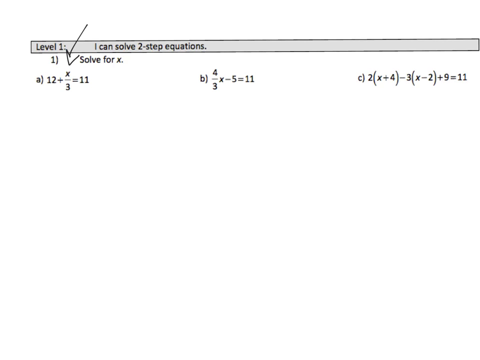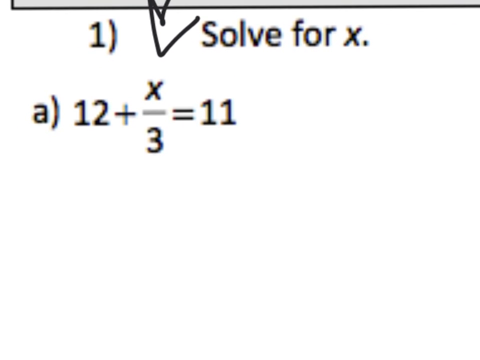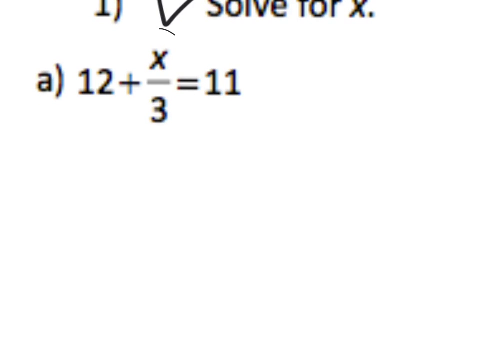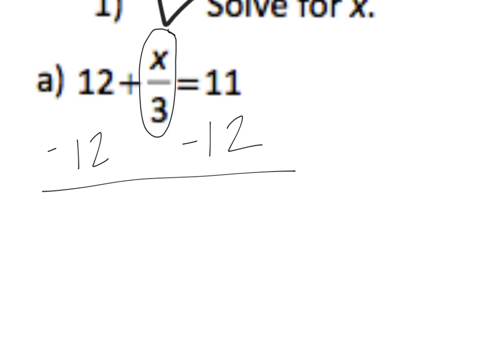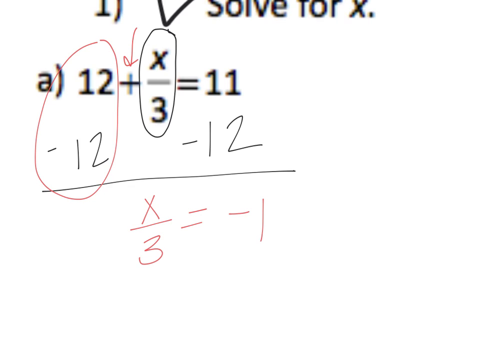So in this case, in A, you have 12 plus x over 3 equals 11. We'd want to get this term by itself first because that's with the x. We're going to ignore the 3 for a second and take care of this 12. To move this 12 over to the other side, you're going to do the opposite. Since this 12 is positive, you're going to subtract it. The reason I'm subtracting is not because of this addition sign, it's because this 12 is positive, and when you subtract 12 minus 12, that gets you 0. And that's what you want. So you're left with x over 3 equals negative 1.